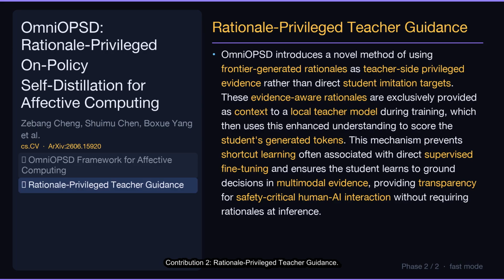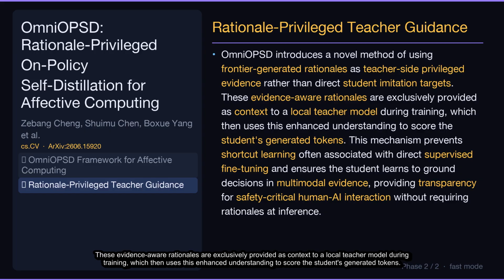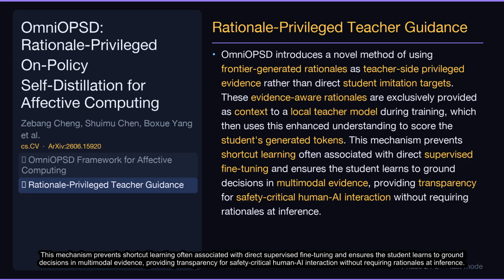Contribution 2. Rationale-Privileged Teacher Guidance. OmniOPSD introduces a novel method of using frontier-generated rationales as teacher-side privileged evidence rather than direct student imitation targets. These evidence-aware rationales are exclusively provided as context to a local teacher model during training, which then uses this enhanced understanding to score the student's generated tokens. This mechanism prevents shortcut learning often associated with direct supervised fine-tuning and ensures the student learns to ground decisions in multimodal evidence, providing transparency for safety-critical human-AI interaction without requiring rationales at inference.